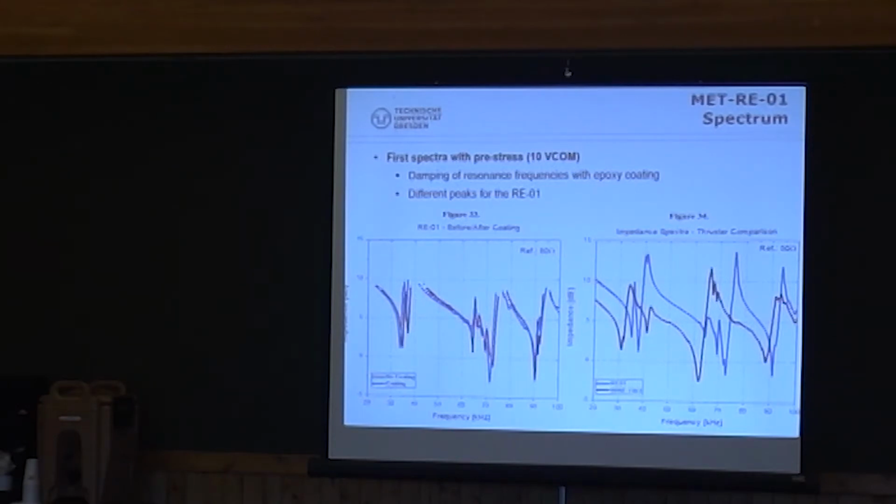And so it damped a bit of the vibration. So this, the red one is without coating, and the blue one is with coating. And this is done at a very low voltage, this impedance spectrum. And it shows how extra vibrations which are not desired are damped out. So it did the job. And this is the comparison between our thruster and Professor Woodward's thruster.